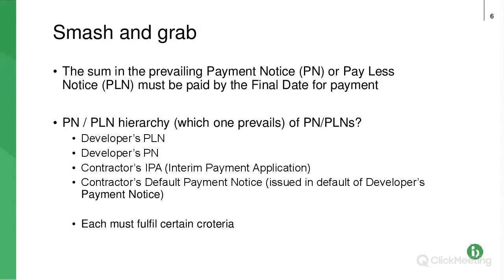If there's a developer's, or a contractor's in the subcontract scenario, payment notice, that comes next. So that prevails if there's no pay less notice. And this is where it gets interesting for us as contractors and subcontractors. If there's a contractor's interim payment application, but nothing above it, so no developer's payment notice, no developer's pay less notice, then that is the one that prevails.